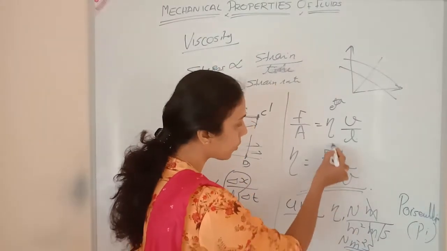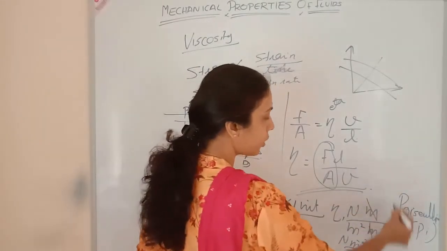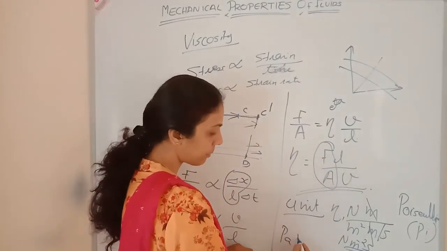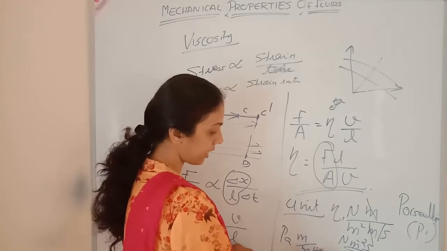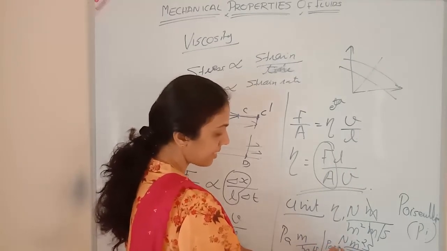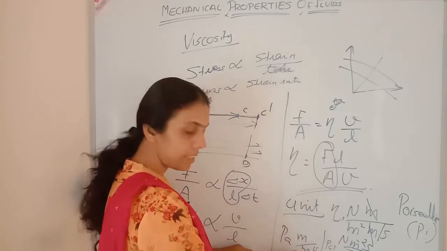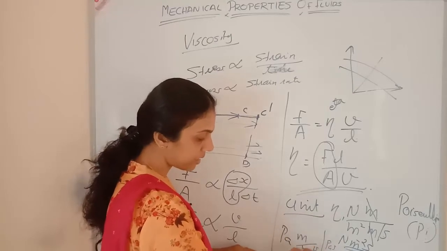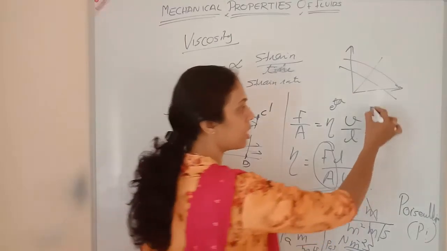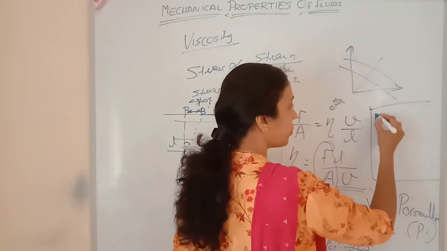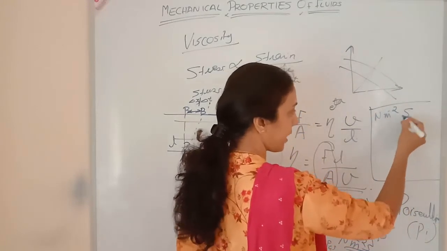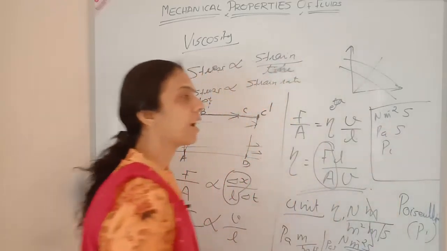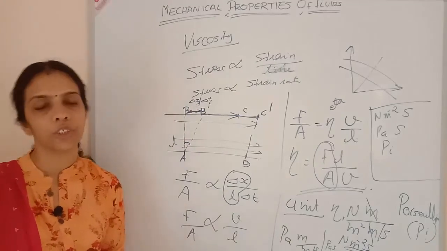Or another unit: what is F by A? The unit of F by A is Pascal, pressure. Isn't it? And L by V, meter divided by meter per second. Taking the reciprocal and multiplying second by meter, the meter gets cancelled, giving Pascal second. So the unit of eta is Newton meter to the power minus 2 second, or Pascal second, or Poiseuille. These are the units of coefficient of viscosity.